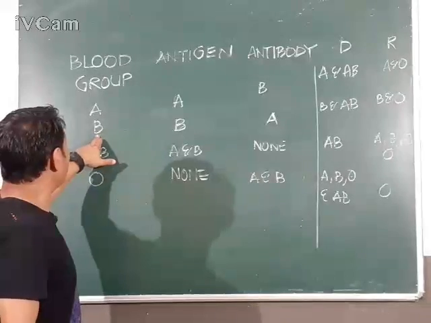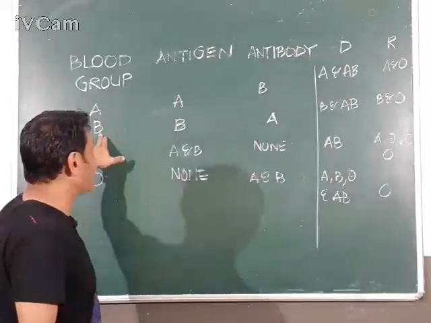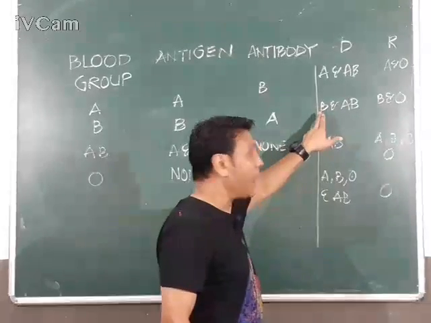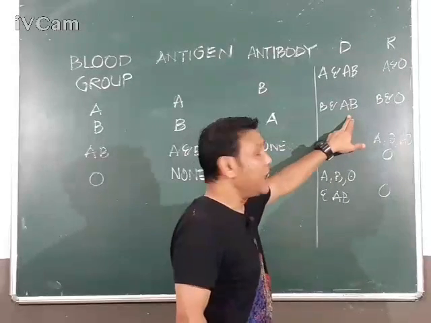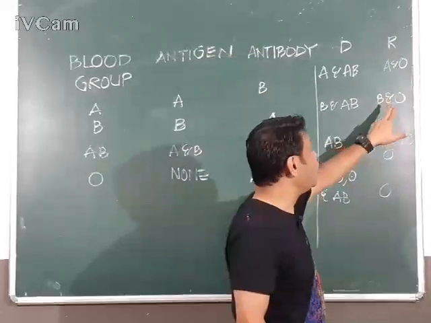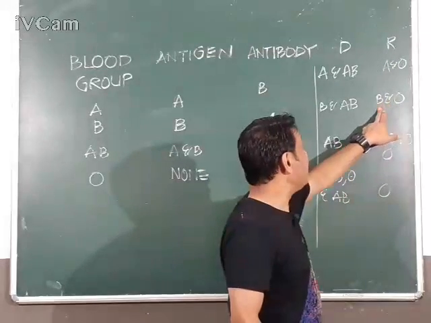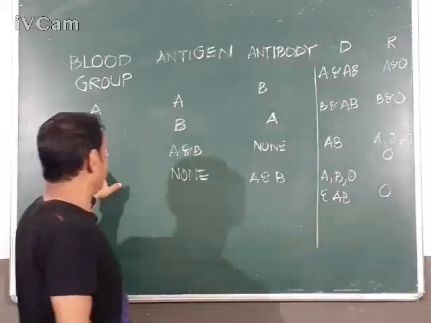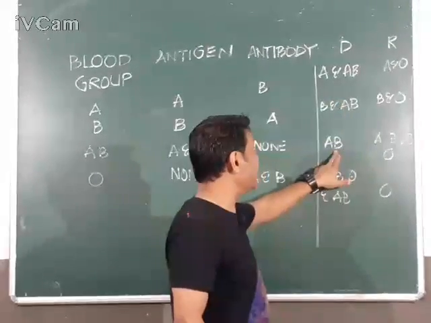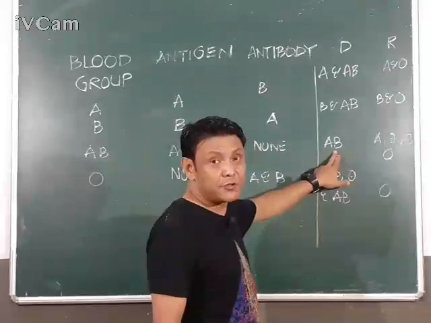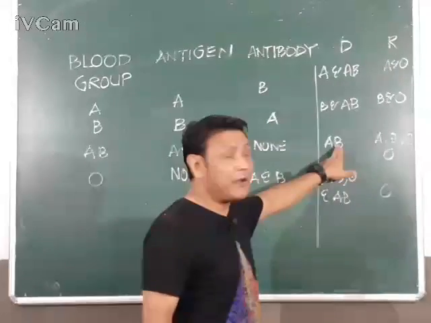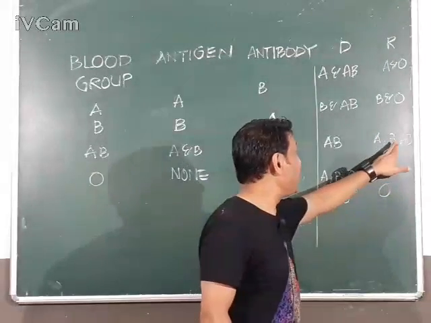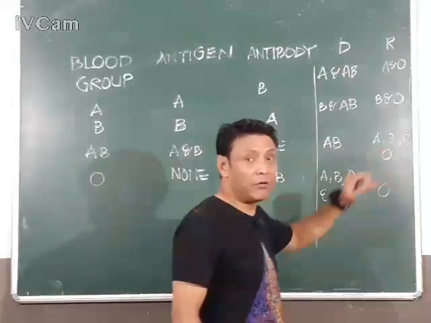Similarly, we can go to the next blood group, B. It can donate blood to a person having blood group B or blood group AB, and can receive blood from a person who has blood group B and O. Blood group AB can donate blood only to a person whose blood group is AB, but can receive blood from any of the blood groups A, B, AB and O.